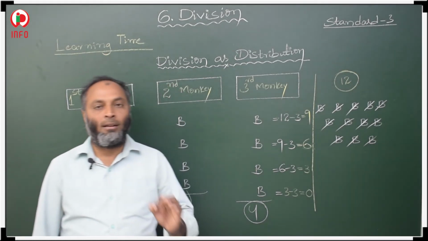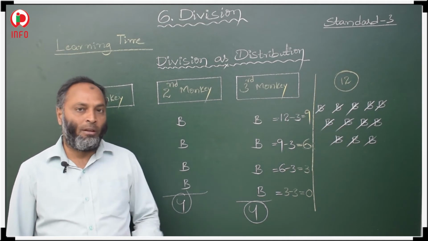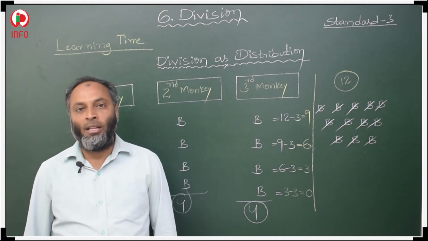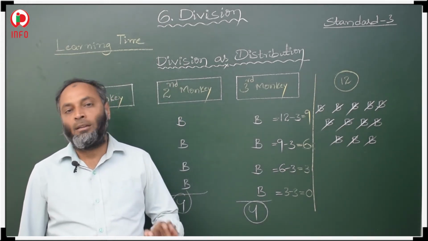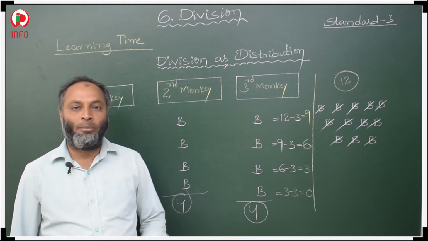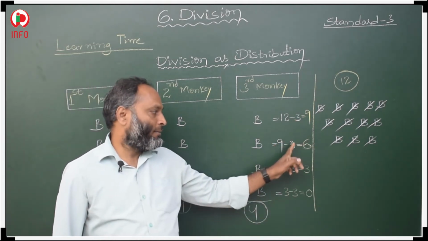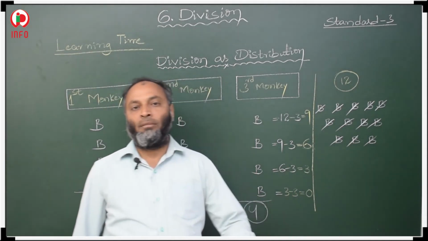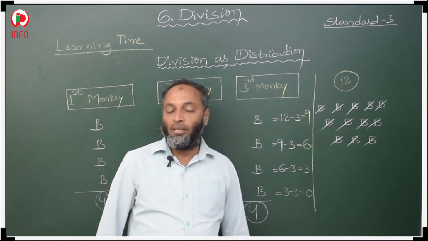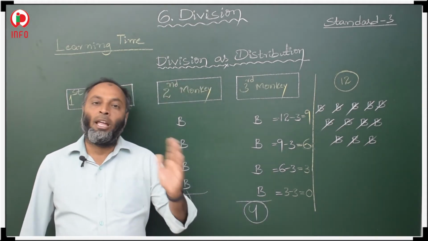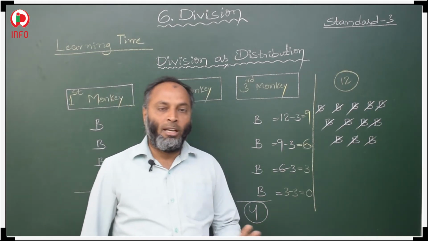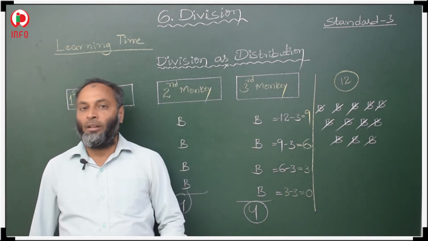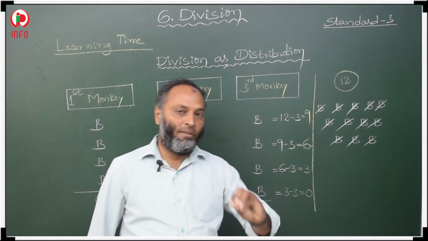What is meant by distribution? What is meant by division? What is the definition of a division? Division means repeated subtraction. Here see, minus 3, minus 3, minus 3, minus 3. Repeatedly we are doing minus 3. It means repeated subtraction is a division. Repeated subtraction is divide, repeated subtraction is distribution. Distribution, divide and division, whatever it is.